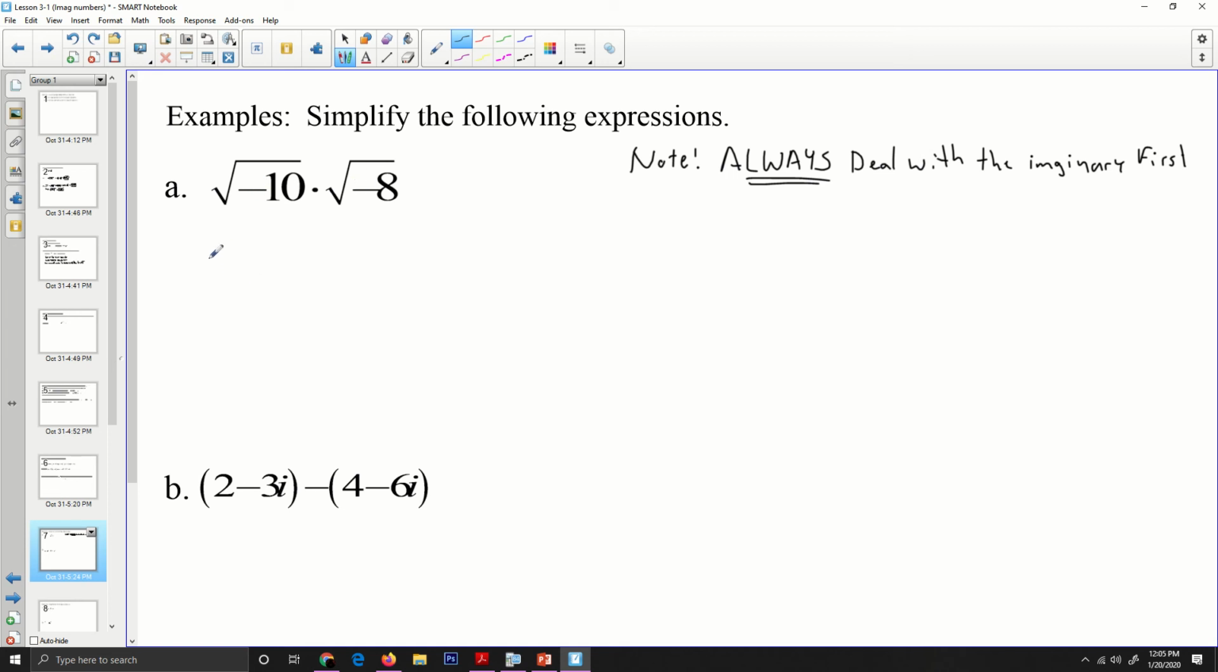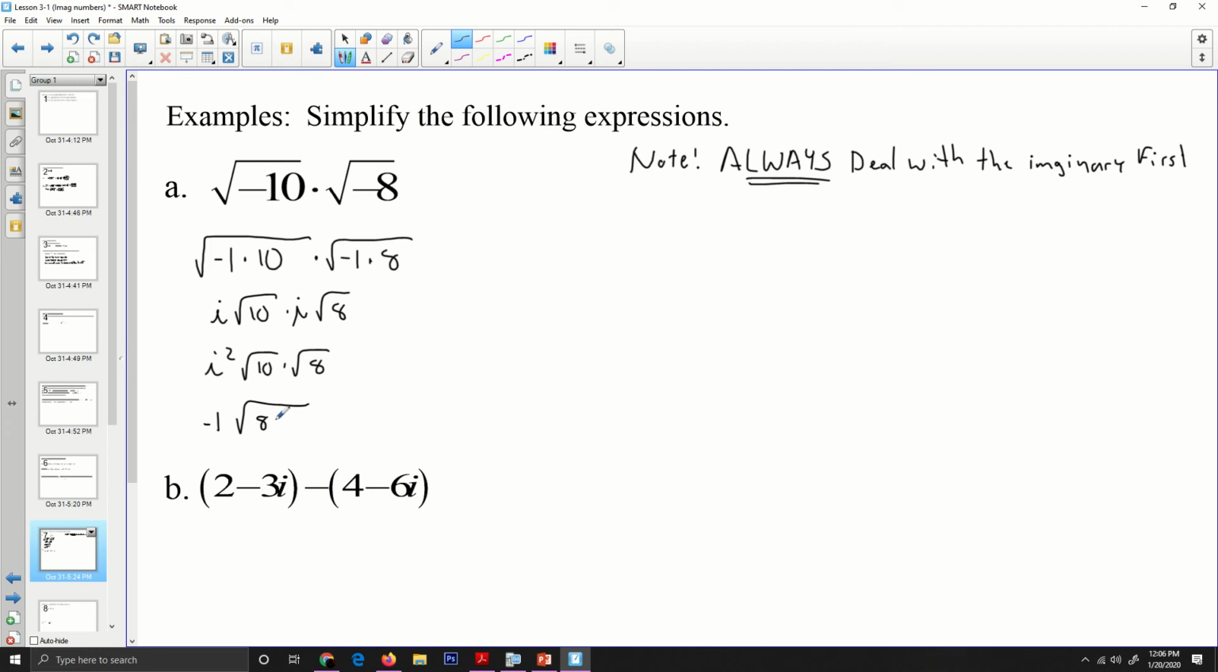I am going to, and I probably won't do this again after this, make this -1 times 10 times the square root of -1 times 8. And then I'll go i square root of 10 and then i square root of 8. I can use the commutative property of multiplication and reorder this, and I'll get i squared times the square root of 10 times the square root of 8, and that'll give me -1 on the outside, and then I'll have the square root of 80.